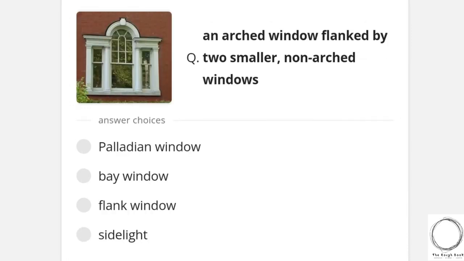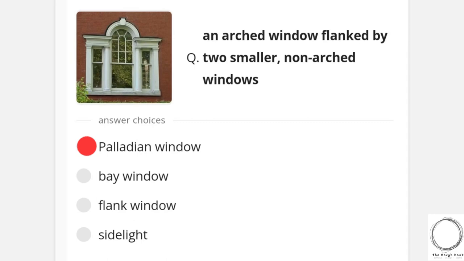Moving on to the next question, an arched window flanked by two smaller non-arched windows. And the options are palladian window, bay window, flank window and side light. So looking at the image right above, the answer is palladian window.